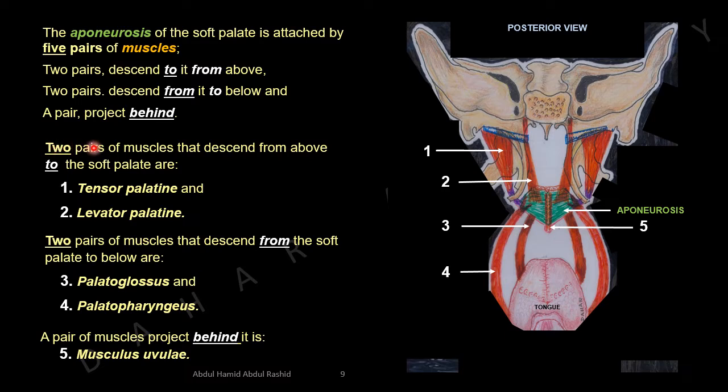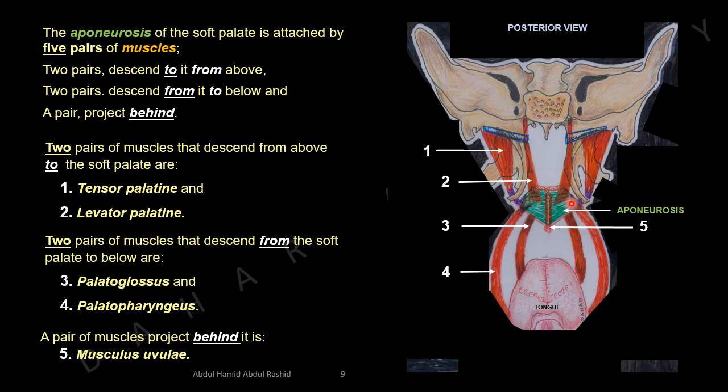So what are the 2 pairs of muscles that come down from above and attach to the soft palate? Number 1, tensor palatine muscles. Number 2, levator palatine muscles. They both come down from above and attach to the aponeurosis.